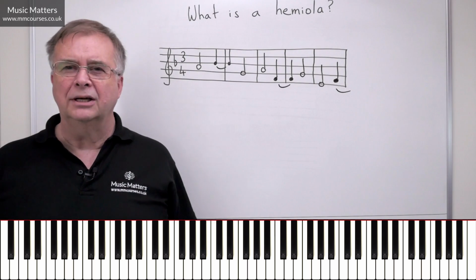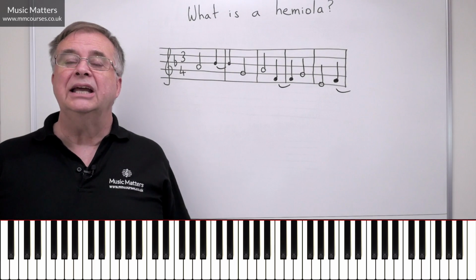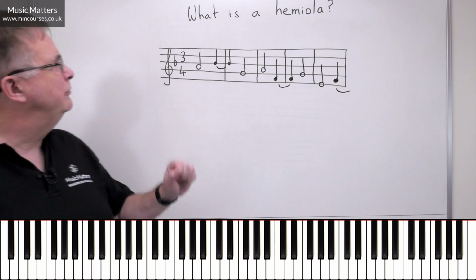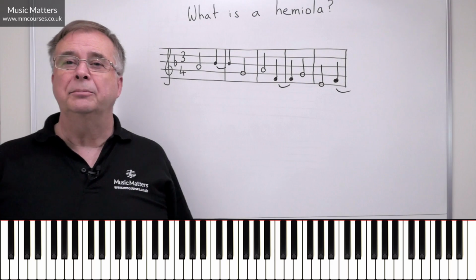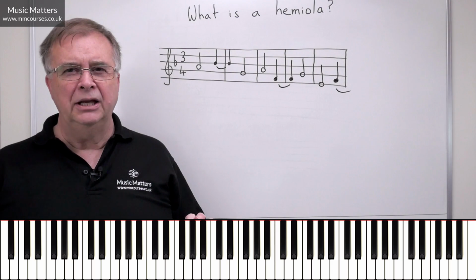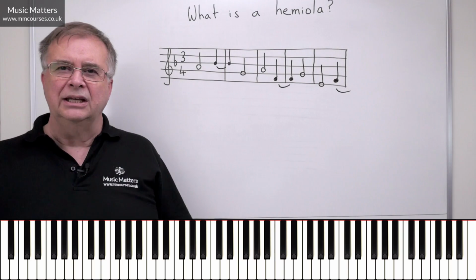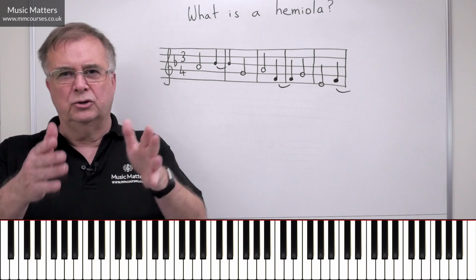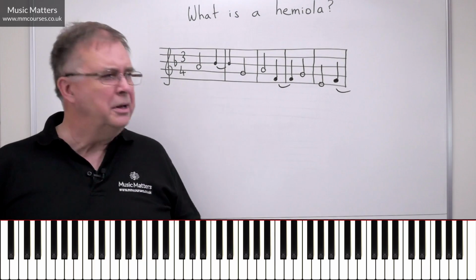What is a hemiola? It's something that happens when we have a piece of music in triple time. So if we've got 3 beats in a bar, hemiola is something you might decide to use. And what's going on with hemiola is that we're temporarily imposing a sort of 2-beat structure on a 3-beat framework. So what do I mean by that?